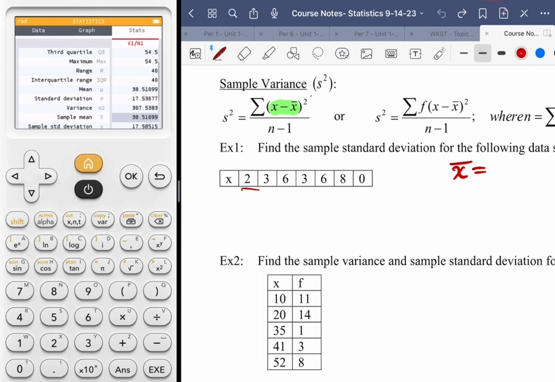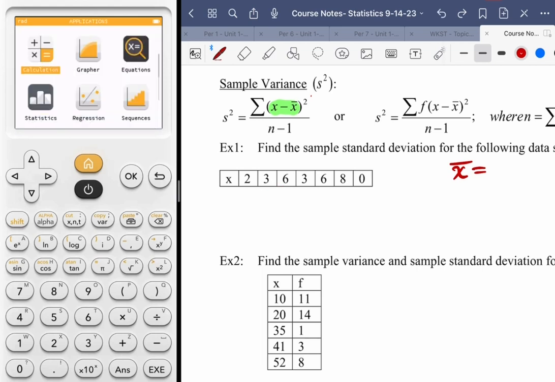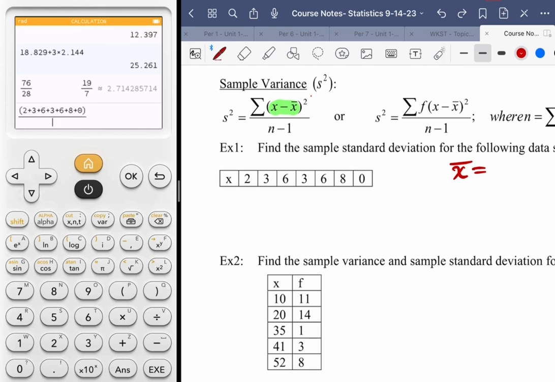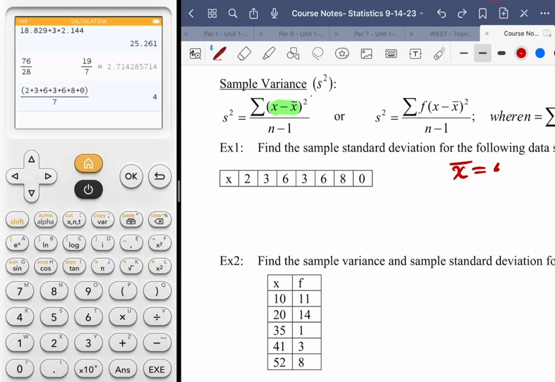I'll just go to my calculate app. So we have 2 plus 3 plus 6 plus 3 plus 6 plus 8 plus 0, and we're going to divide that by 1, 2, 3, 4, 5, 6, 7 values. So it gets us an even 4.